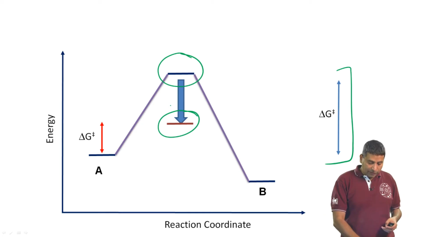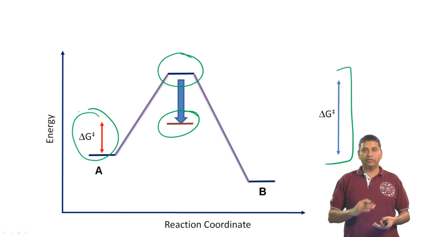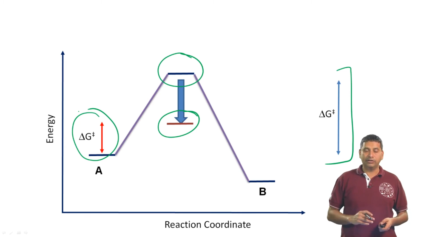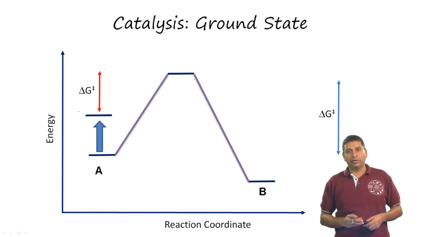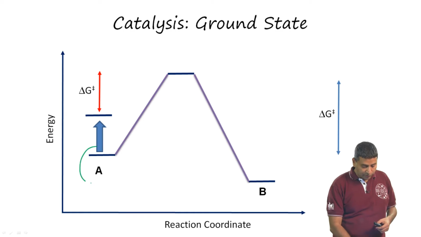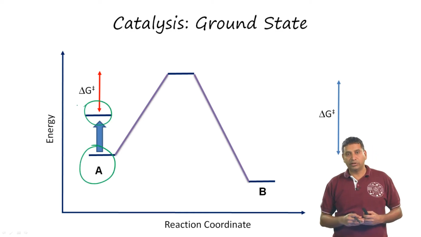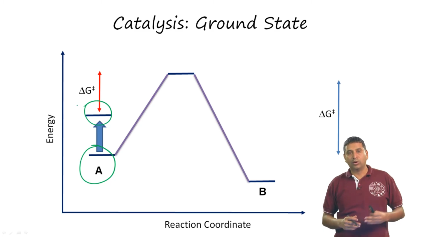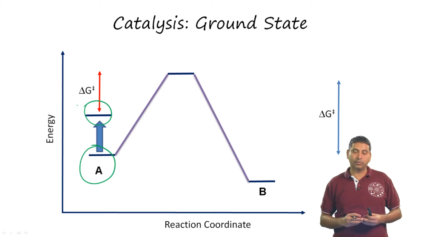Now, this delta G double dagger, the new delta G double dagger, is going to be significantly lower than the uncatalyzed reaction. Alternately, we have also seen that the ground state energy of the substrate can go up due to binding, and so this also results in some sort of a lowering of the barrier. If you imagine that both of these processes are happening, then you can think about synergy that occurs and a substantial increase in the rate of the reaction.